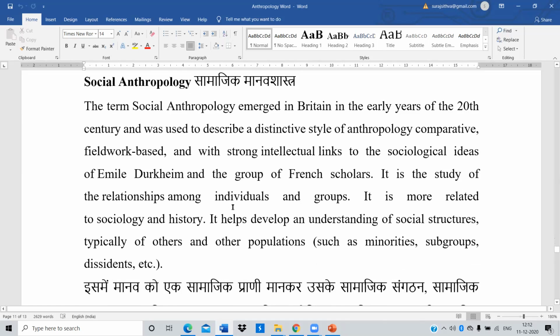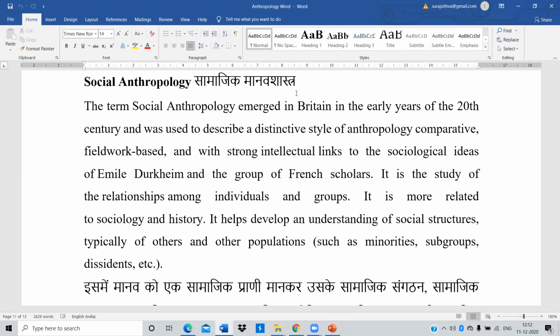We have also social anthropology, सामाजिक मानव शास्त्र. We can discuss it separately or under cultural anthropology or under socio-cultural anthropology. The term social anthropology emerged in Britain in the early years of the 20th century. It was used to describe a distinctive style of anthropology, comparative, fieldwork based, and with strong intellectual links to the sociological ideas of Emile Durkheim and a group of French scholars.